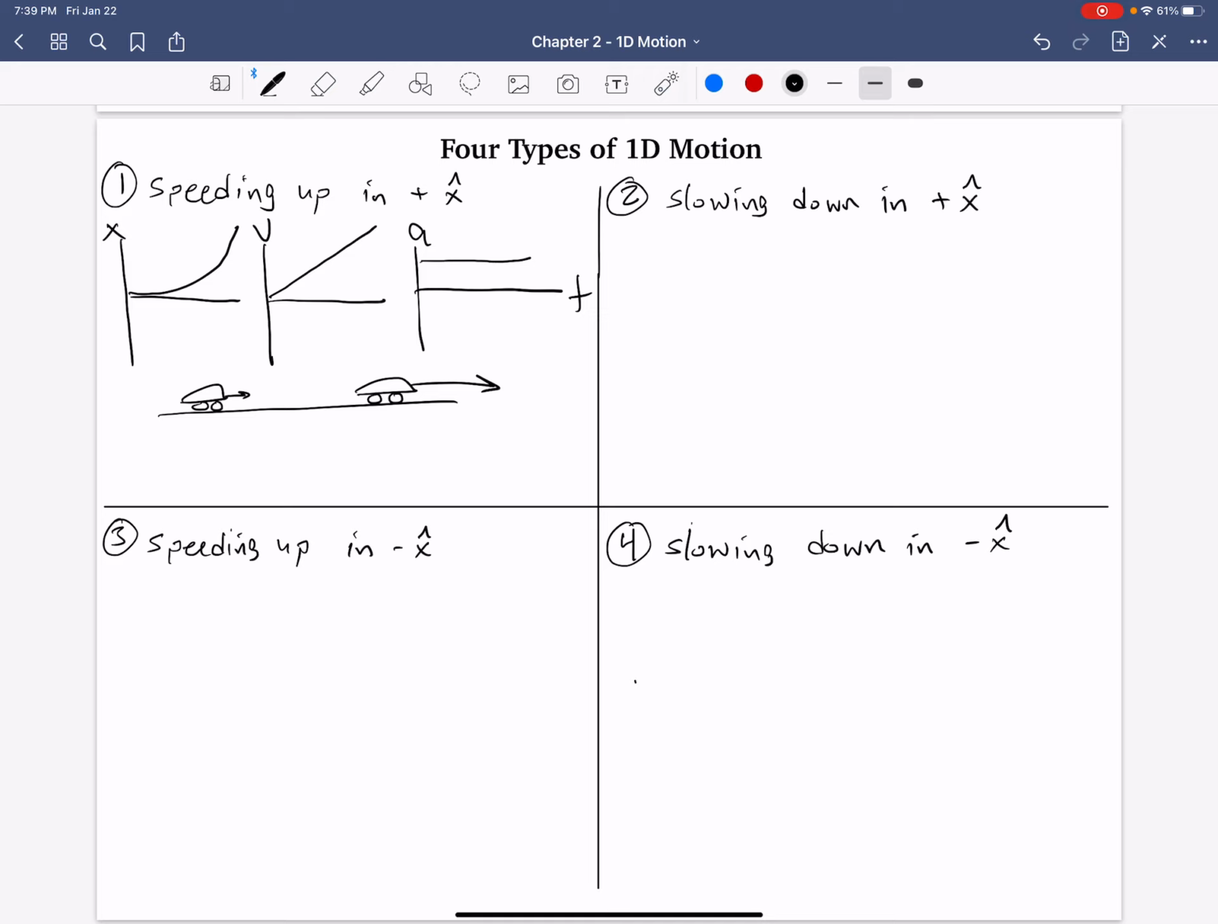Next, number 2, slowing down in the positive direction. So it's still going in that same direction as 1, but it's just slowing down. The speed is decreasing. It's even decelerating is another way to put that. So x, v, a of t. So x now looks something like this. It's concave down.